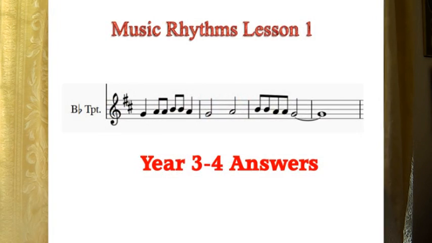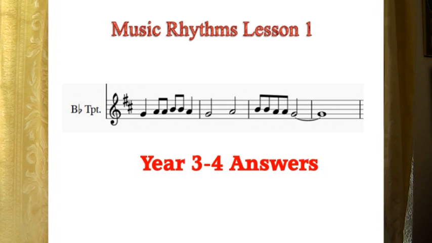Okay, Year 3 and 4, your question is on screen now from last week, and your answer was 16. If you have a look at the first bar, you've got a crotchet first of all, followed by 2 pairs of quavers, so they are worth 1 beat each because they're all halves. So we've got 1, 2, 3, and then we've got a 4th crotchet on the end, a 4th beat on the end with that crotchet. So there's 4 beats in the first bar.